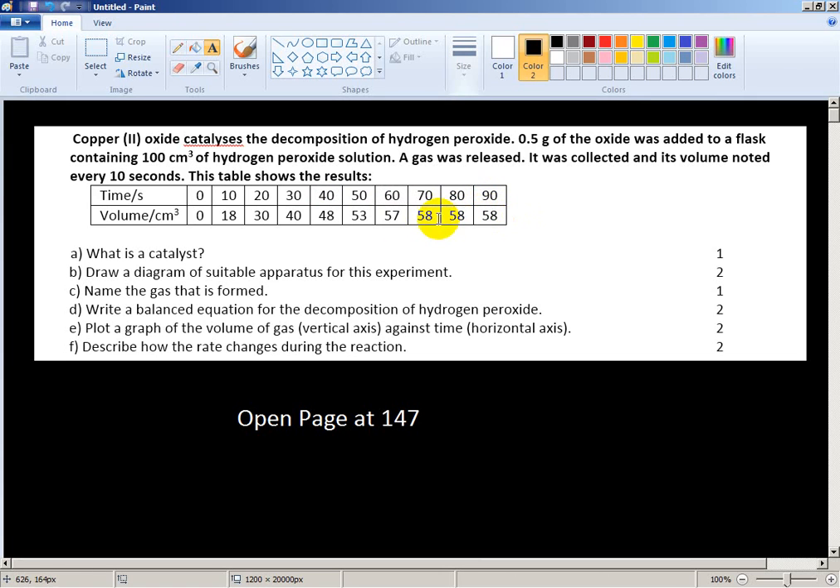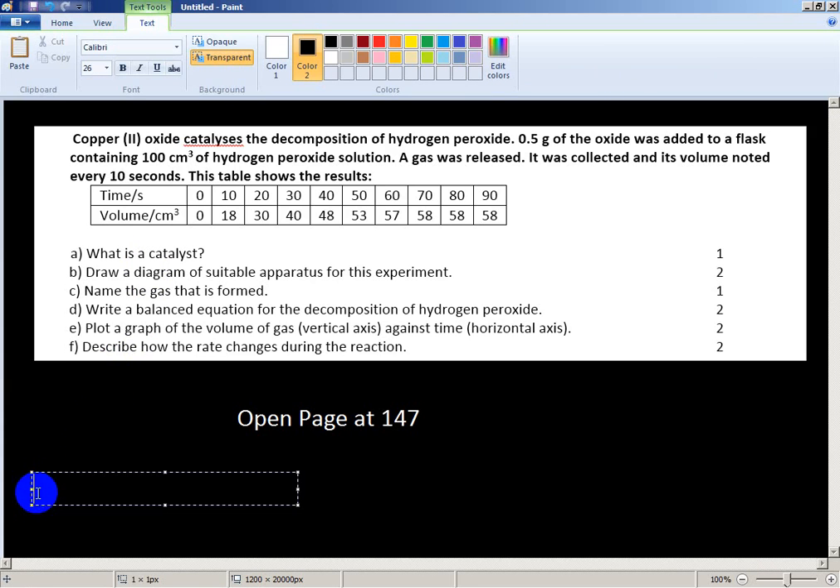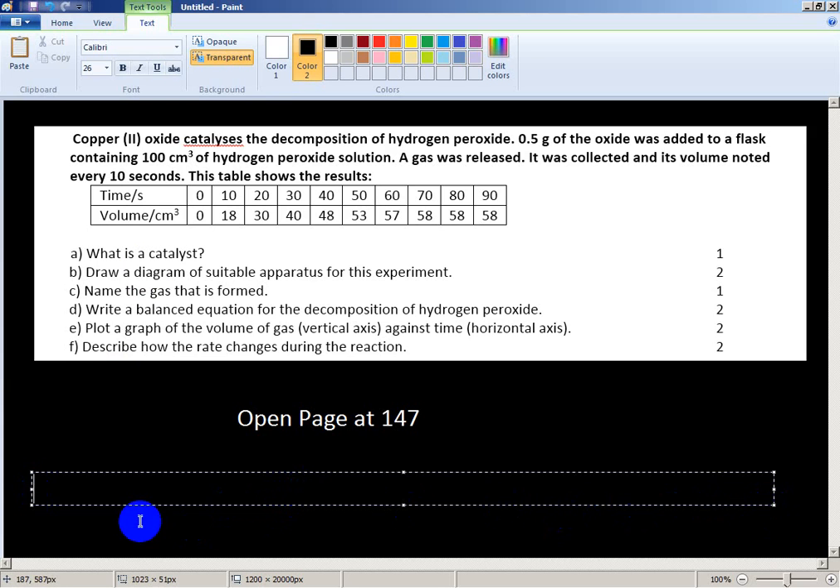There is no reactant remaining, so the reaction was completed and no more oxygen gas was produced. I have told this question. Question A: what is catalyst? Say, what is catalyst? Give the answer.